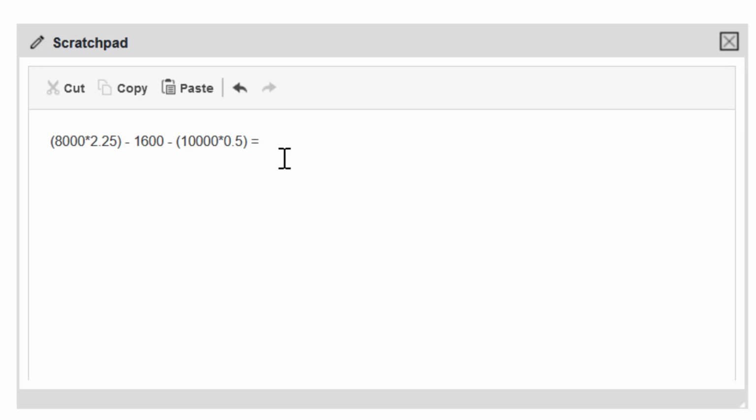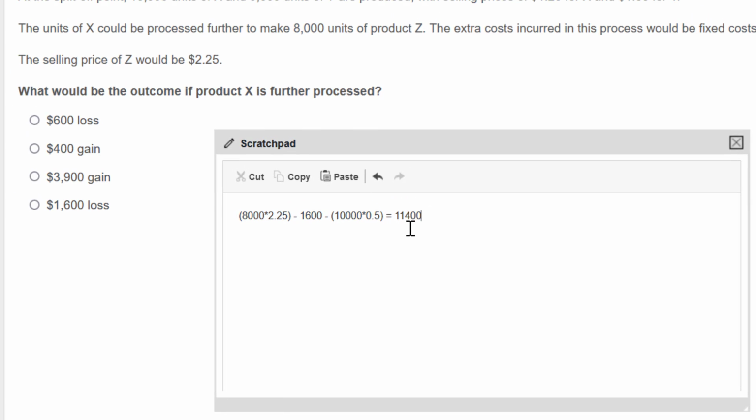And we get 11,400 profit after the further processing. Well, right now we could earn 12,000 if we did nothing, okay? So it's a loss. We can cross out options 2 and 3. So we see that the answer is the first one.